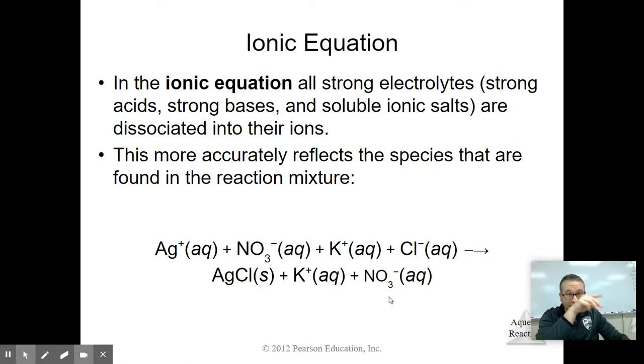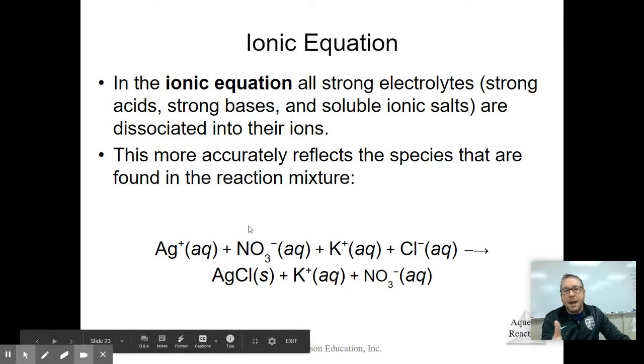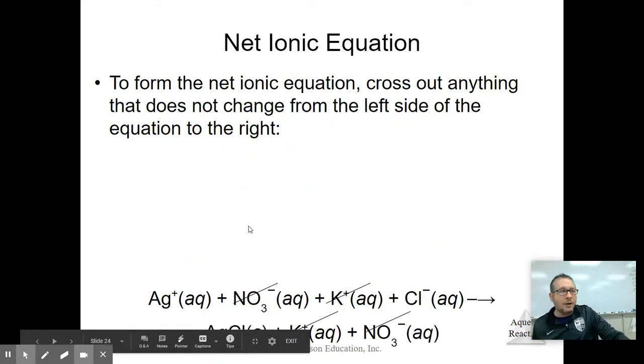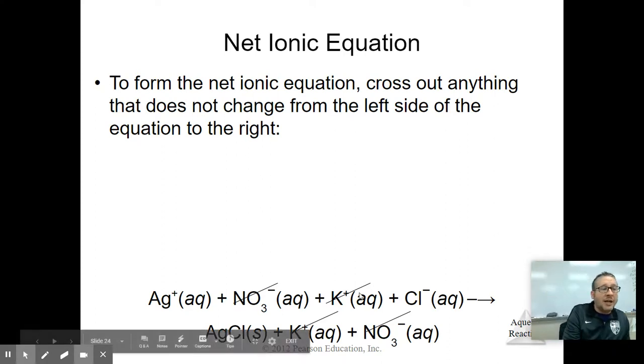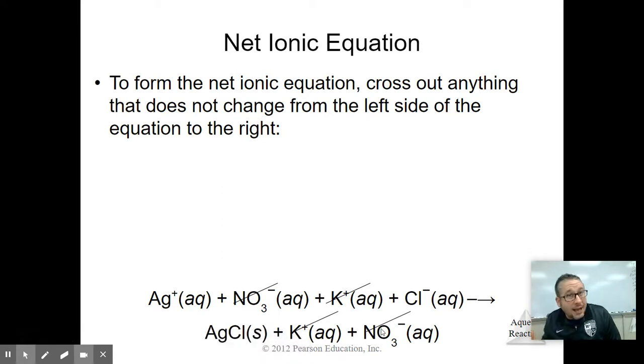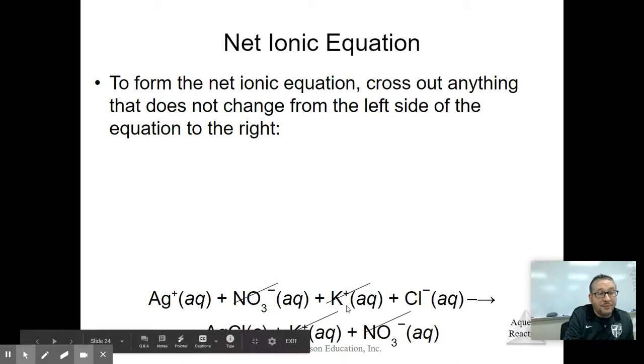So again, you start off with the balanced molecular equation, go to your ionic equation. It's kind of like your middle step. And then you get into your net ionic equation. To form a net ionic equation, you cross out anything that does not change from the left side of the equation to the right side. So if we look here, the notes have already crossed out nitrate. Because look, nitrate's the same on both sides of the arrow. If it's the same, then it gets crossed off. Same with potassium.